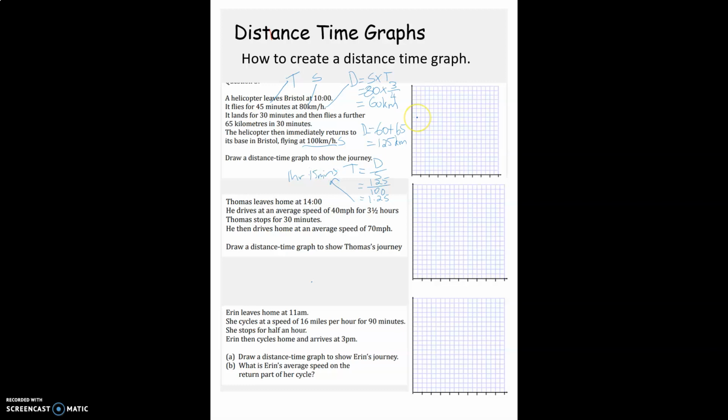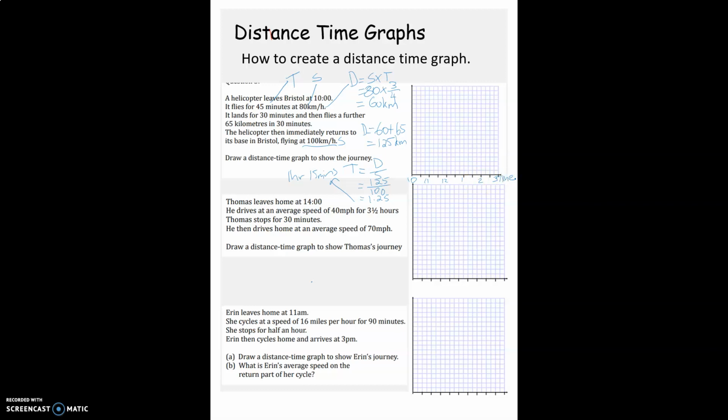So on our graph to the right here, you need to label your axes. So we'll start here with our time. So we've got 10 a.m, 11 a.m, 12 a.m, 12 p.m, 1 p.m, 2 p.m, 3 p.m, and that's time.